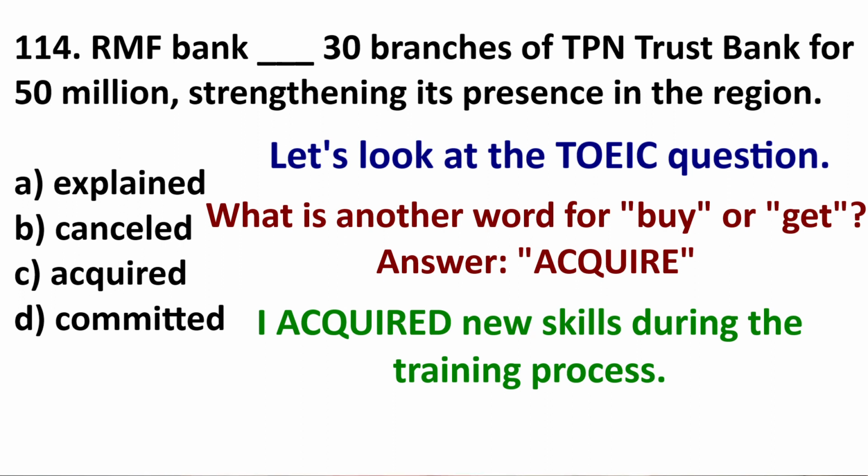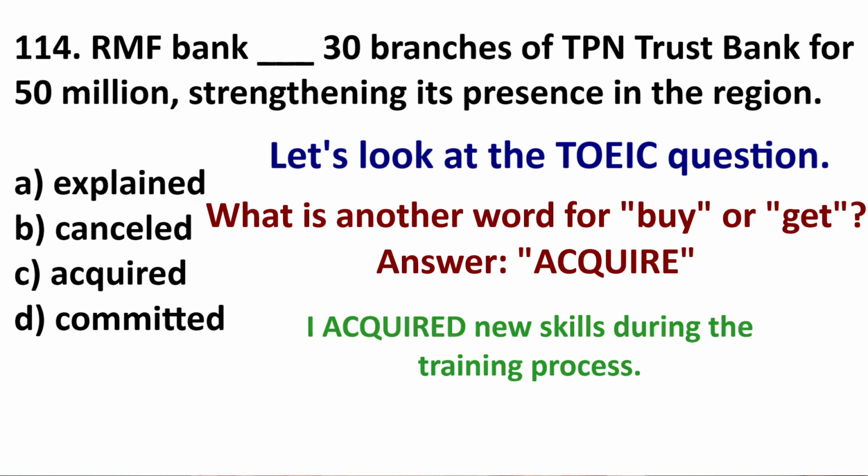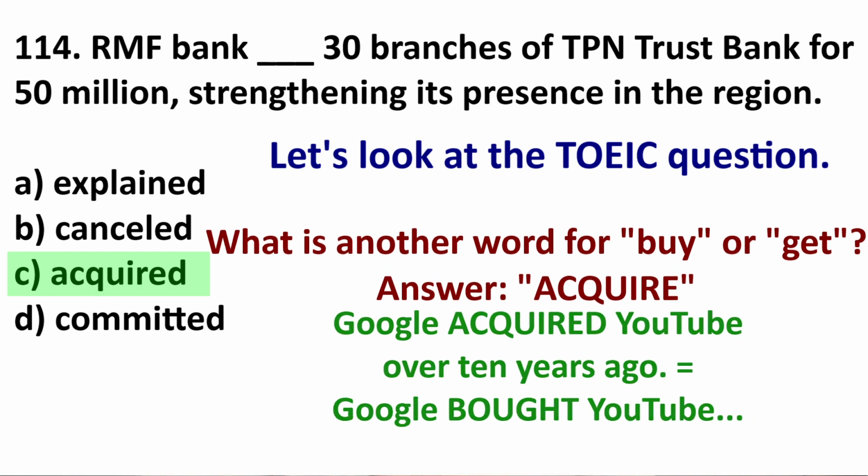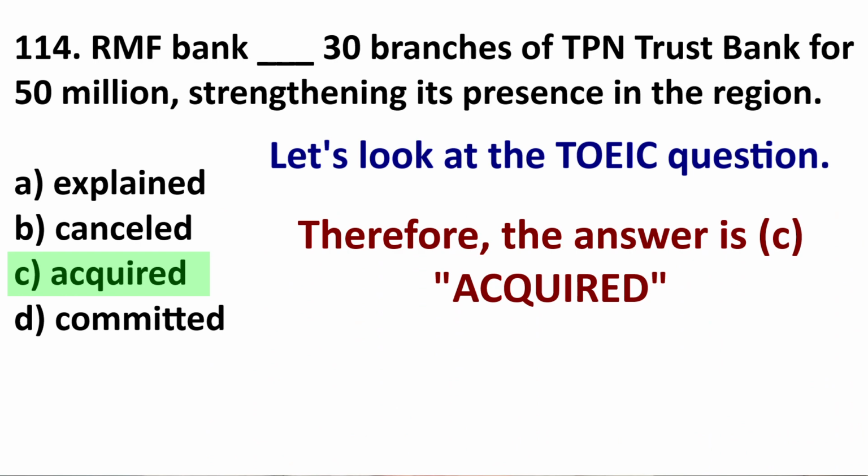For example, I acquired new skills during the training process. I got new skills. Google acquired YouTube over 10 years ago. Google bought. RMF Banks acquired 30 TPN bank branches. So, bought. Therefore, the answer is C, acquired.